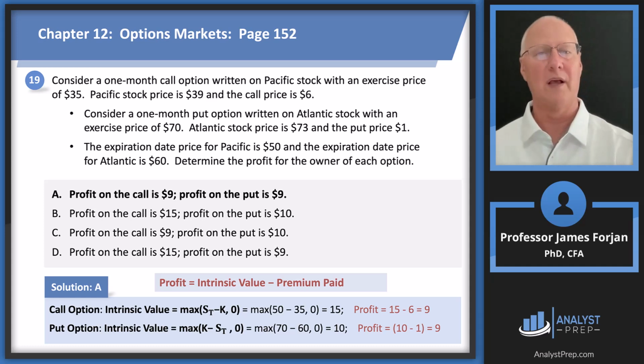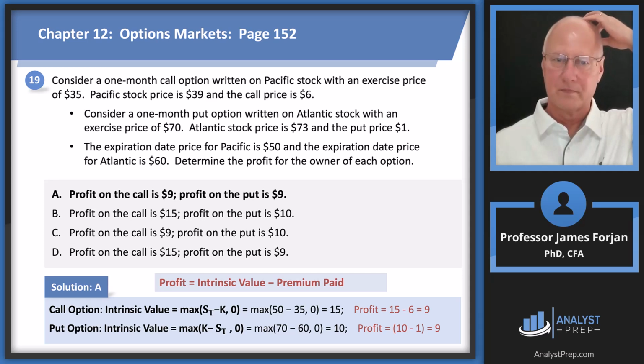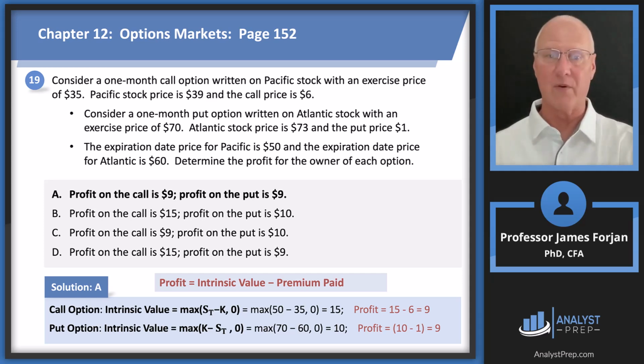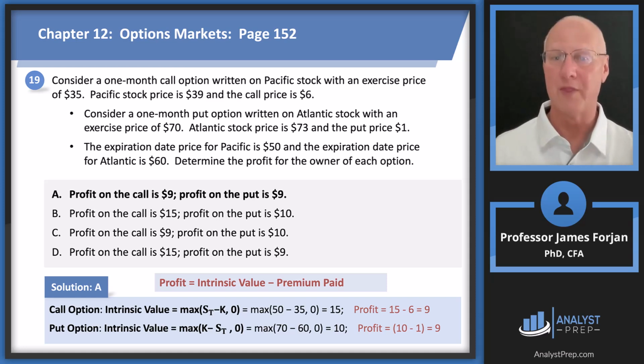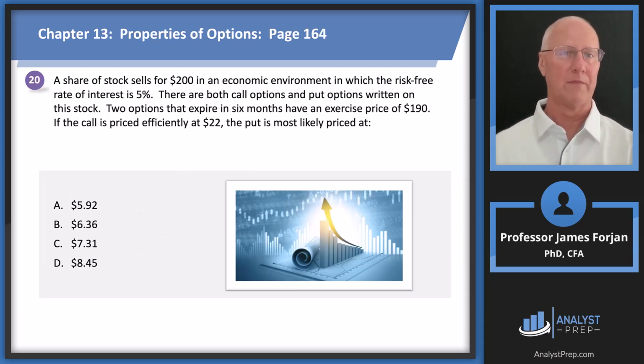I'll go ahead and give you the correct answer there. Look down at the bottom. Profit is the intrinsic value minus the premium paid. So it turns out to be $9 for both. Now remember, be very careful. If GARP asks you for the profit, you'll do it like this. If GARP asks you for the payoff, then you'll ignore the premium paid.